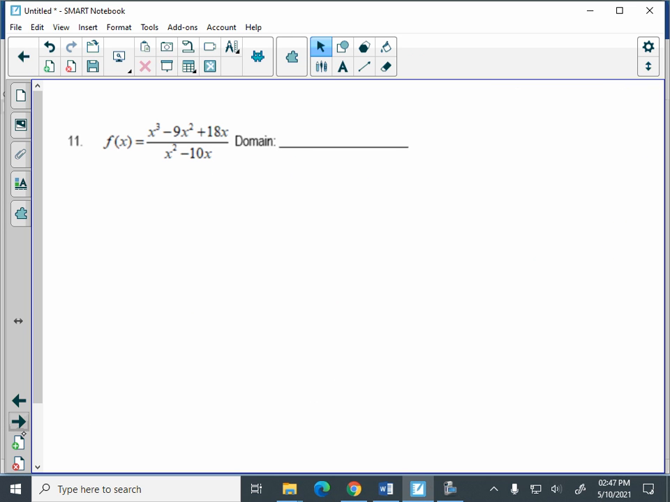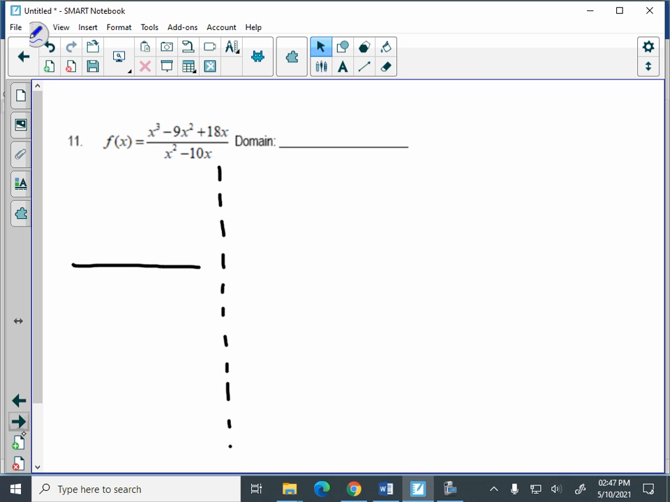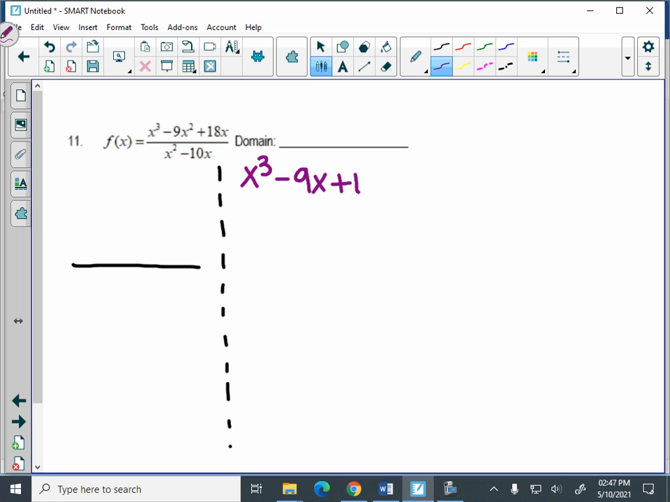Last problem here. Again, factor everything that you can. This is what it will be once it's done factoring. Let's factor the numerator in purple. And let's factor the denominator in green.